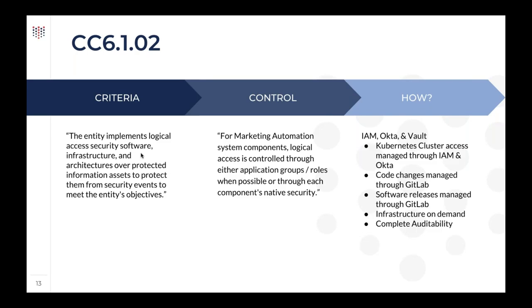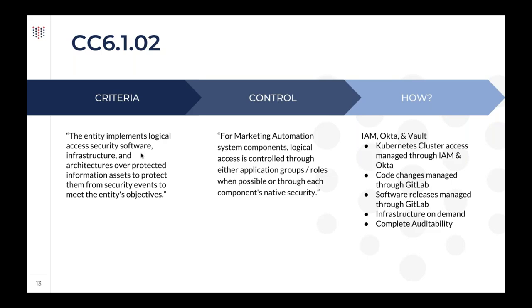Yeah, absolutely. So this is something that we had to solve across the organization, and it was a big challenge for us up front, but it's something I think that we addressed extremely well. This is something that we had already done, so we kind of wrote the control around the implementation that took place. So the criteria that we align this to is: the entity implements logical access, security software, infrastructure, and architecture over protected information assets to protect them from any security events to meet the entity's objectives.